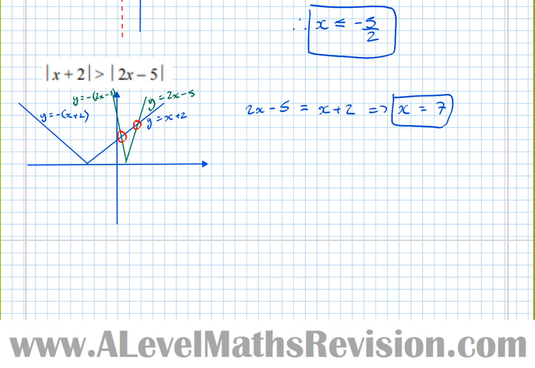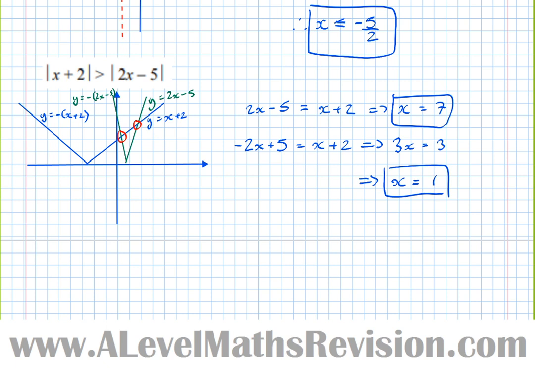The next one, y equals minus 2x, double minus 5, so minus 2x plus 5, this graph here, also equals x plus 2. Which implies, get all the x's on one side, we've got 3x equals 3, which means that x equals 1, like that.